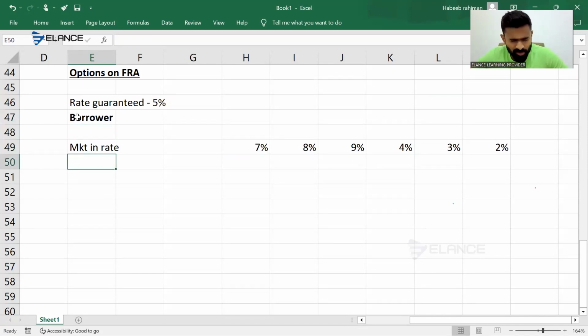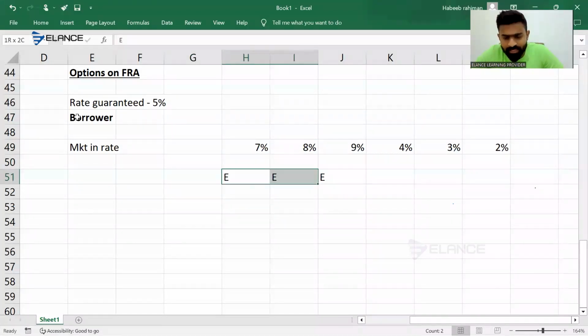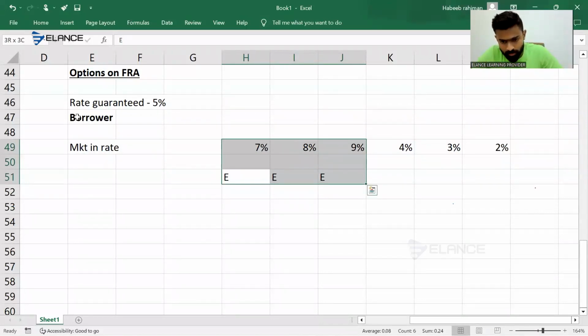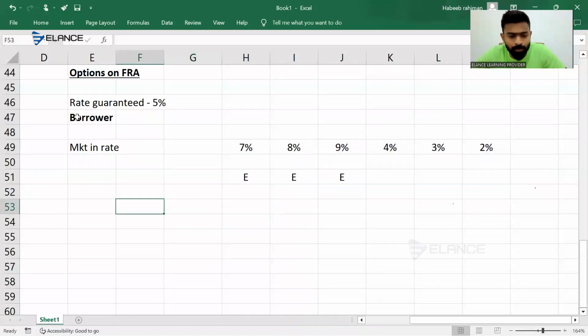It's an adverse movement, so you will exercise the option. I will write E, E stands for exercise. In all of these cases, I will exercise the contract. So my final interest payment will be how much percentage? We are guaranteed 5%, so the final interest payment will be 5%.